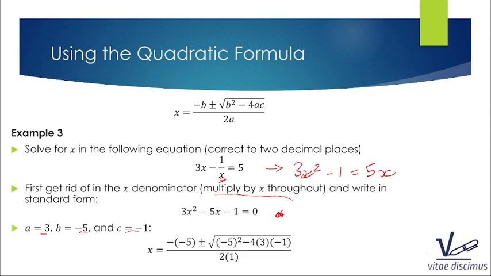Okay, so I get the first solution as x equals 5.54, or the second solution, with the minus, comes x equals minus 0.54.